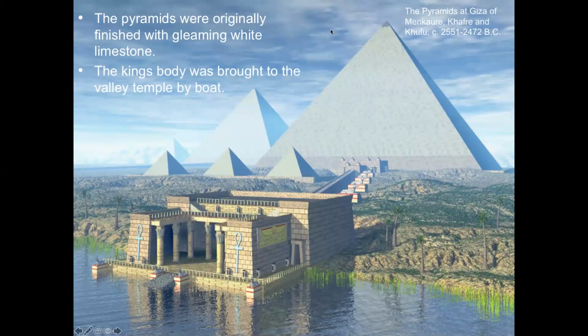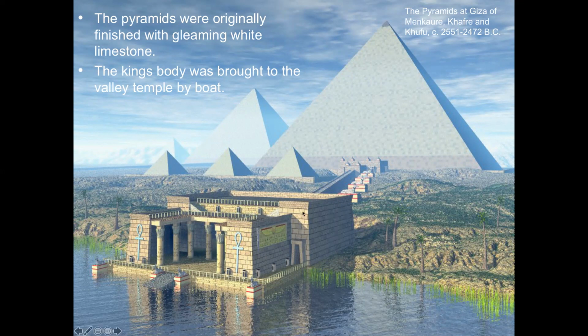So this is a reproduction that gives you a little bit of an idea of what the pyramids originally looked like. They were originally finished with gleaming white limestone, which is still around, but most of it was taken to make other structures later on. The king's body was brought to the Valley Temple by boat.